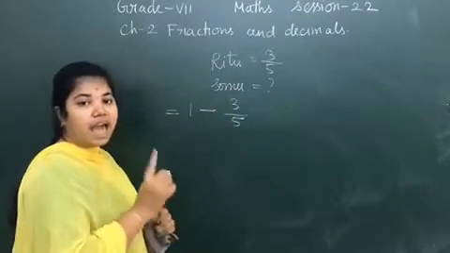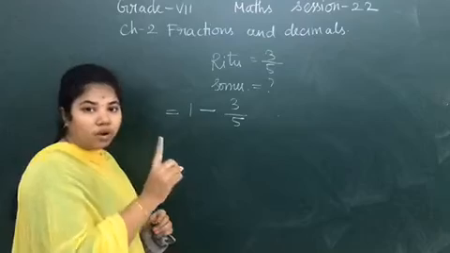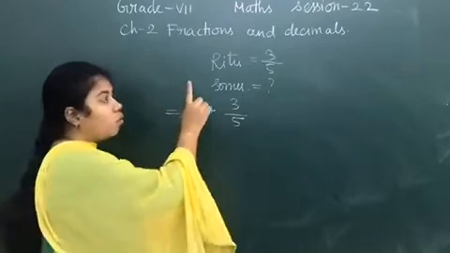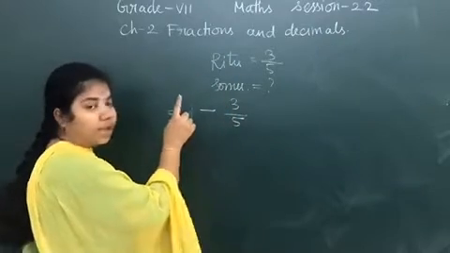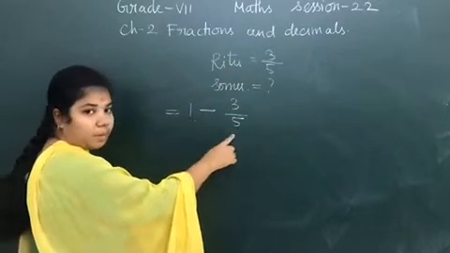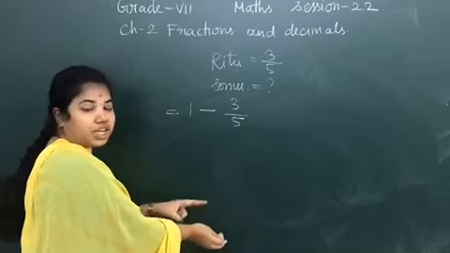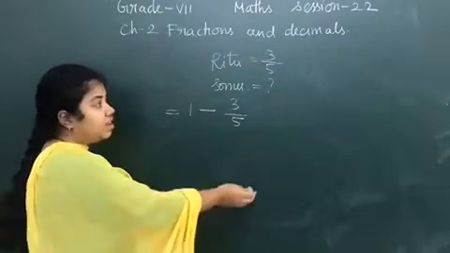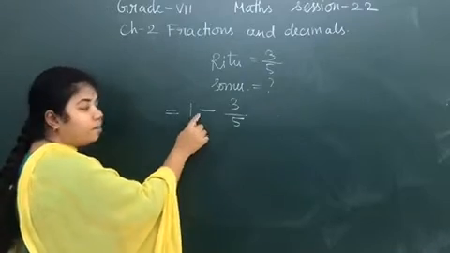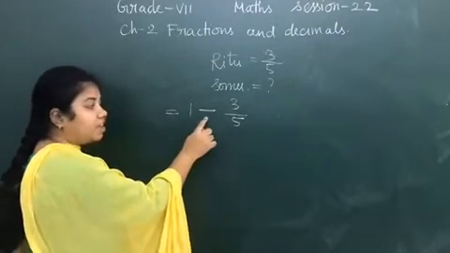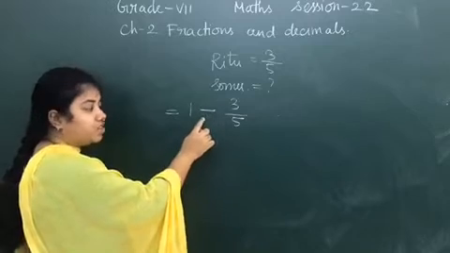Can you understand? An apple is considered as one whole. So from one apple, 3/5 part of the apple is eaten by Ritu. So if you do 1 minus 3/5, the fraction that comes as the answer is the part eaten by Somu. Okay, let us do it. 1 minus 3/5. Again the basic operation between the two fractions is minus.